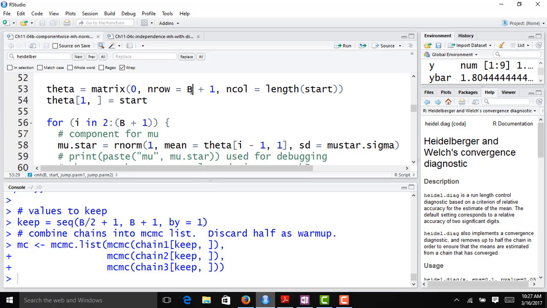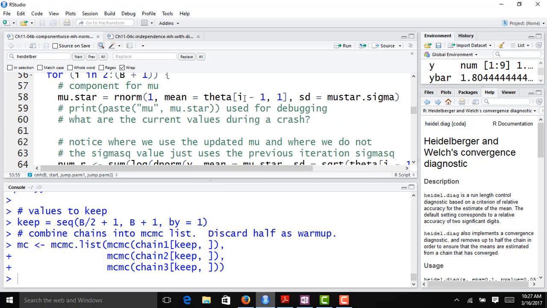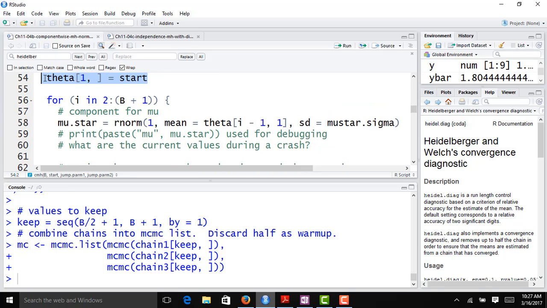The reason I have b plus 1 is that the first row will be for the starting values, and then the number of columns is going to equal 2, which is going to be the number of values I give in my start vector. So now that I've put my starting values in place in the first row of theta right here, I need to start actually implementing my component-wise Metropolis-Hastings algorithm.